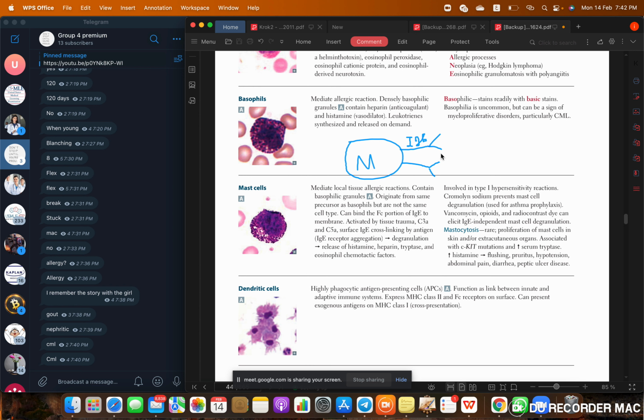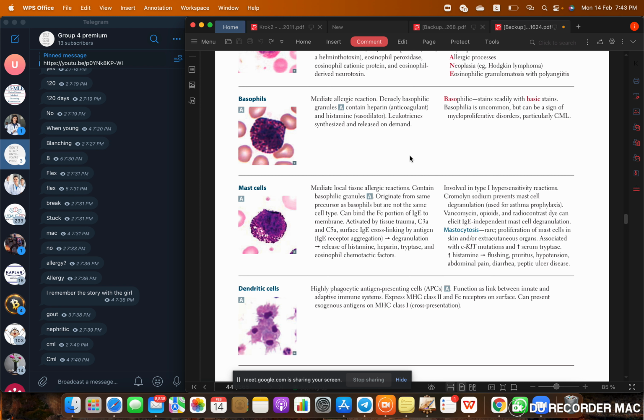I consume nuts, and the nuts are going to lead to cross-linking of these two IgEs. When this cross-linking occurs, the mast cell is going to degranulate and release plenty of histamine and serotonin, which is going to lead to a massive allergic reaction inside of me. But for that, the first thing I needed to have is the IgE primed against the nuts, so I should have been exposed to the nuts before. So this is an IgE-mediated mast cell degranulation.